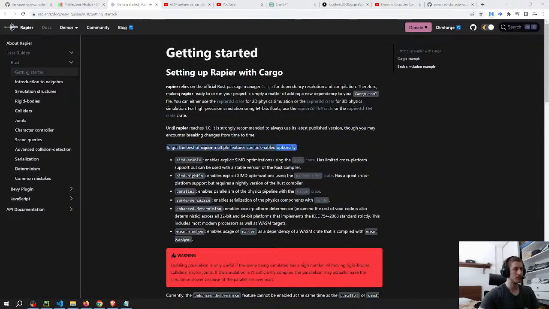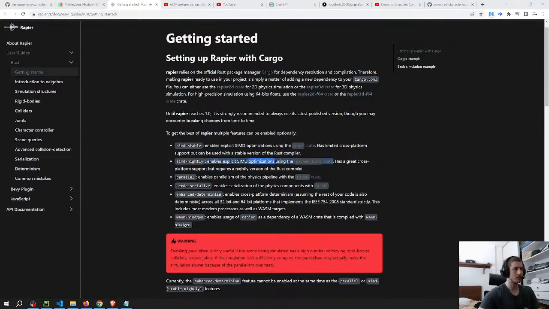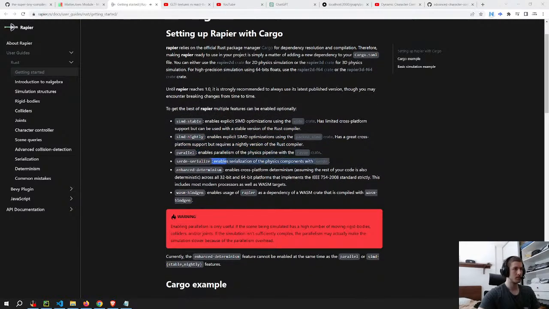To get the best of Rapier, multiple features can be enabled optionally. simd-stable enables explicit SIMD optimizations using the wide crate, has limited cross-platform support, but can be used with a stable version of the Rust compiler. simd-nightly enables explicit SIMD optimizations using the packed_simd crate, has great cross-platform support, but requires a nightly version of the Rust compiler. parallel enables parallelism of the physics pipeline with the Rayon crate. serde-serialize enables serialization of the physics components with serde.